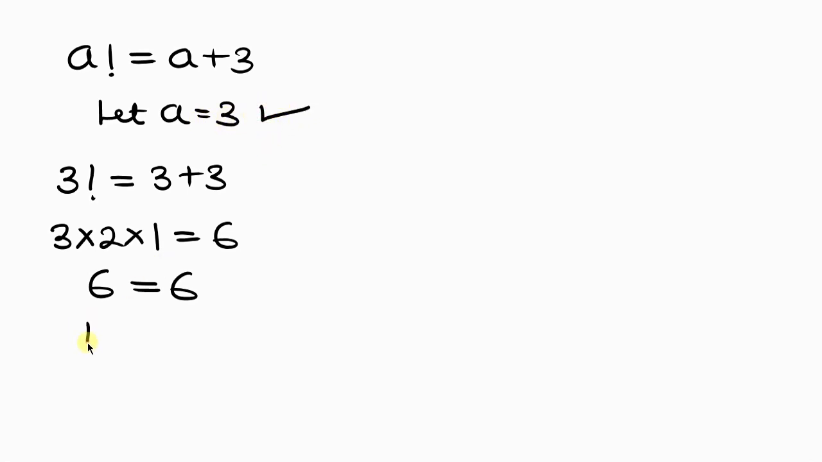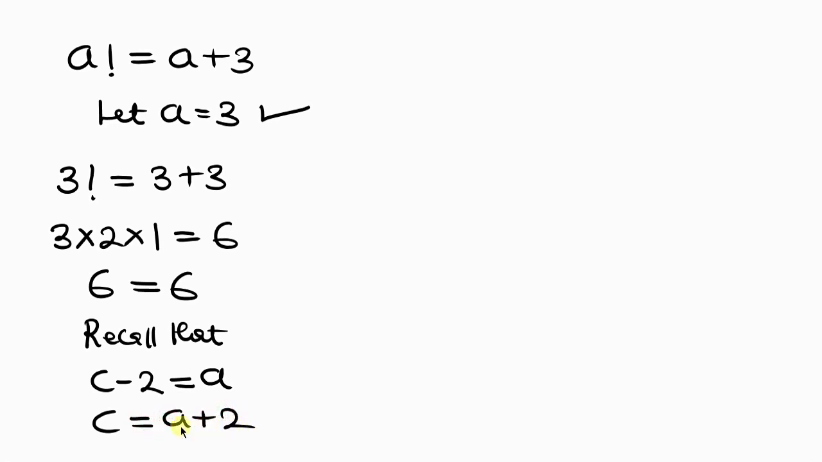Now recall from the substitution we introduced that c minus 2 is equal to a, and c, making c the subject, is equal to a plus 2. So that means to get the value of c, we have to substitute the value of a, which is equal to 3, here, making c equal to 3 plus 2. So the value of c is equal to 3 plus 2 is 5. And this is the solution for c.